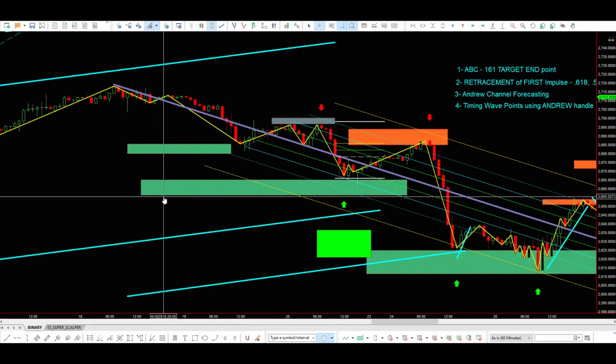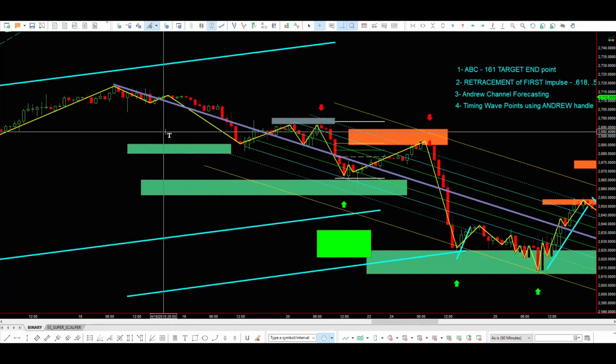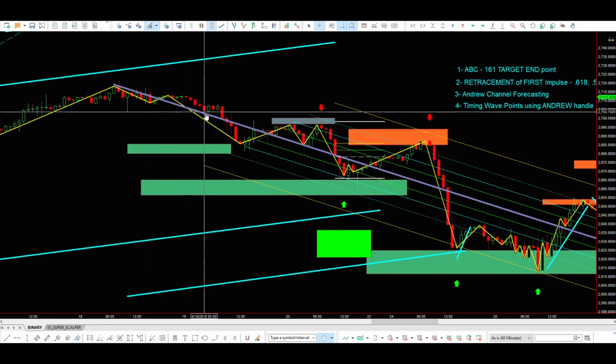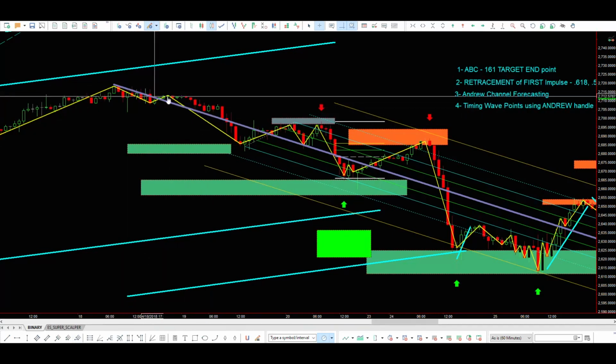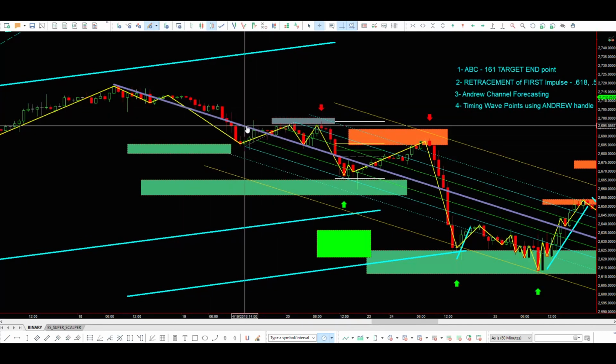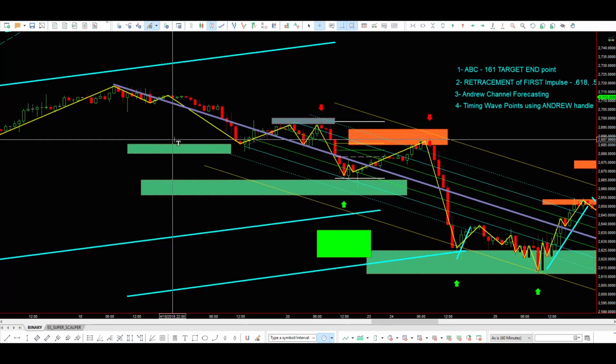Now the problem with that is you may not have this modified. Where is it? Right here. Modified Schiff pitchfork is based on this guy, but they have modified the handle part of it. Okay, that goes to 50% of this height. But let me see if I can do this with this guy.